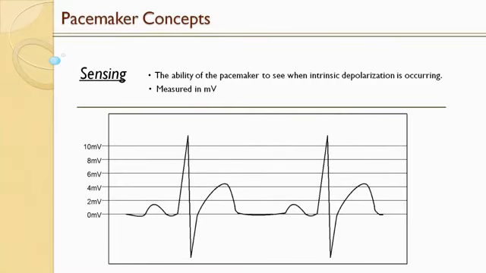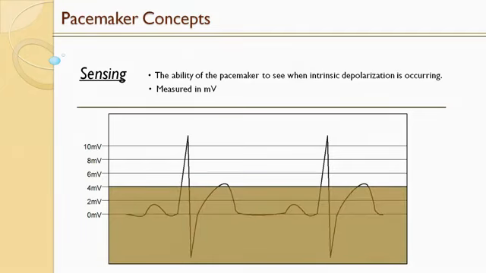Let's say that the pacemaker is programmed to a sensitivity level of 4 millivolts. This means that anything under 4 millivolts, the pacemaker won't see. It's going to completely ignore it. If we were to reprogram the pacemaker to a new sensitivity of 6 millivolts, all the pacemaker would be able to see is the R wave. Everything below 6 millivolts would not be seen.